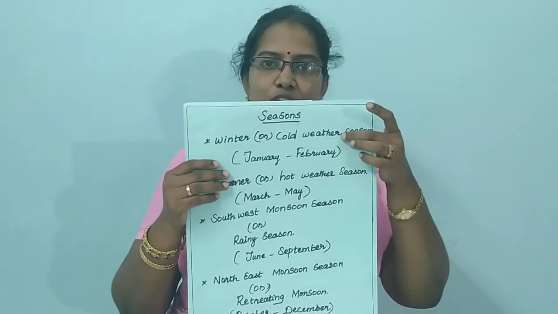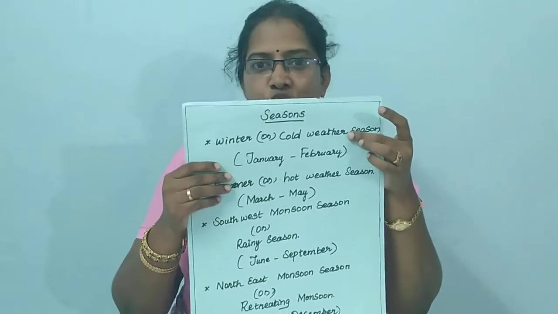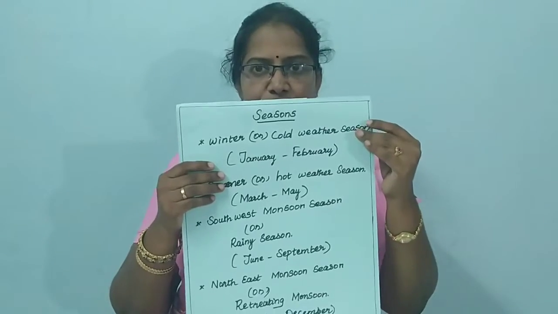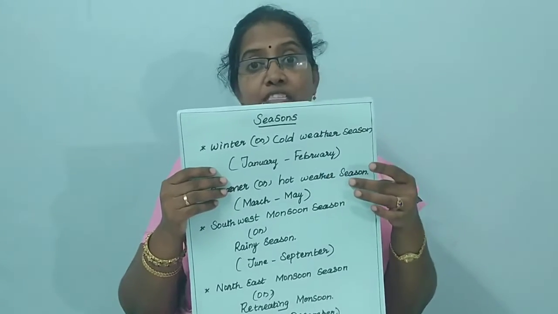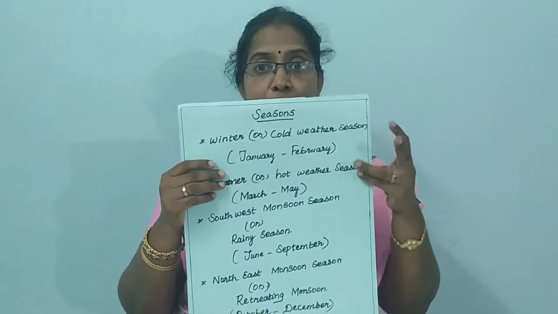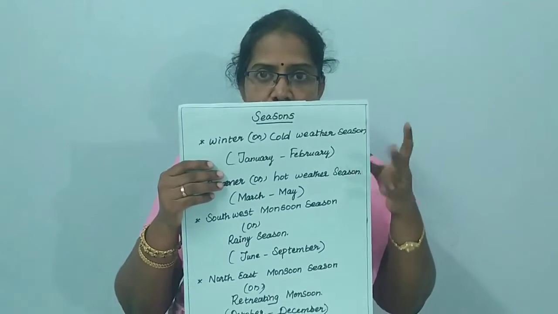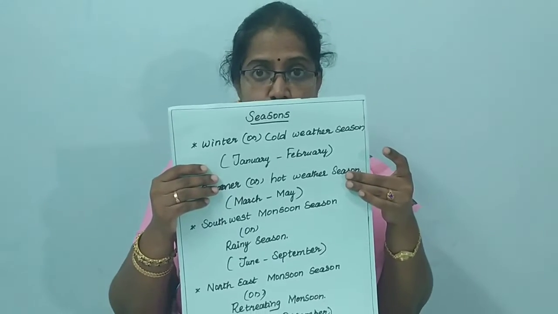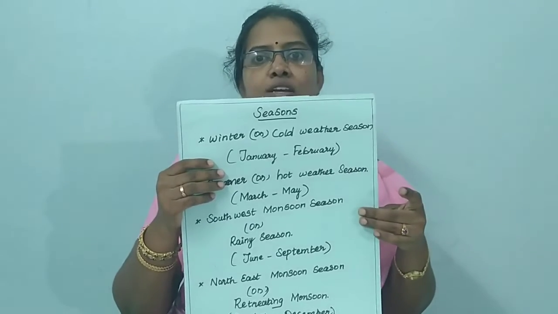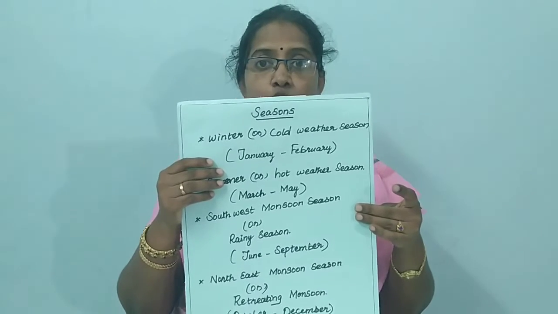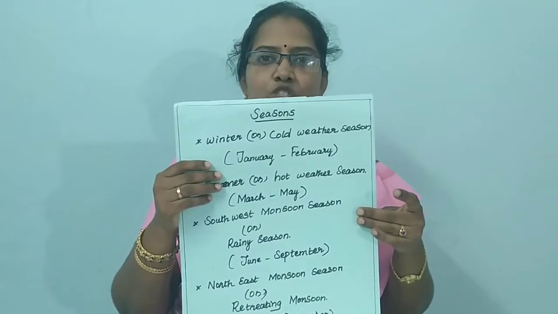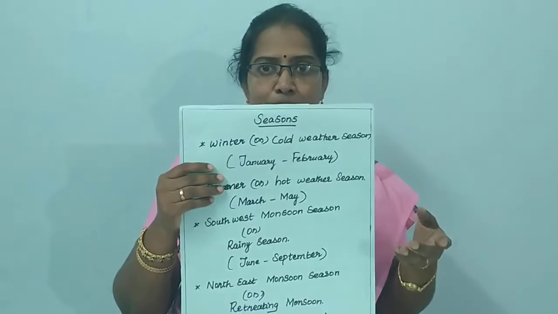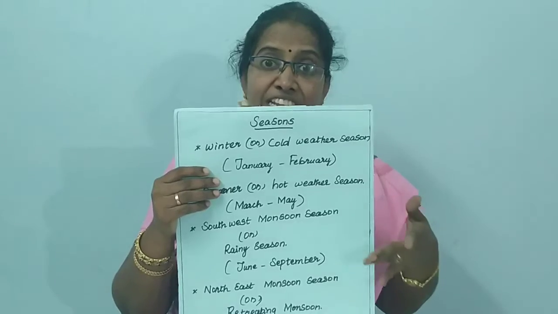Winter season, which month to which month? January and February. Likewise, summer, nearly 3 months: March, April, May. These months are considered as the summer months. Summer season prevails during those months. The next one, southwest monsoon season. What are the months? June to September. It is otherwise called the rainy season.